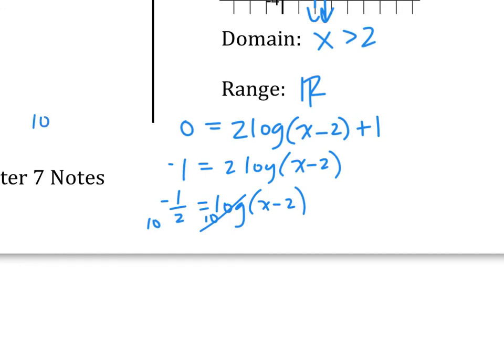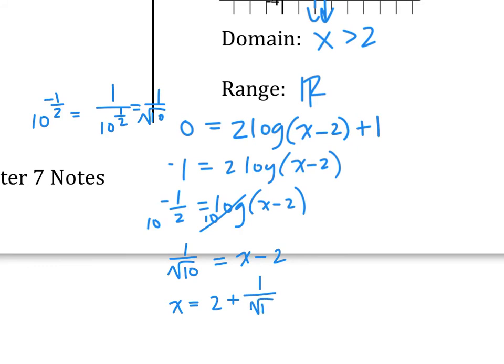So let's do this on the side. 10 to the negative 1/2. Negative means put it in the denominator, or it's in the wrong place. And then 1/2 as an exponent means square root. So it's 1 over square root 10. Okay, 1 over square root 10 is equal to x minus 2. The last thing you want to do is just add 2. So x is 2 plus 1 over root 10, and then you would just use the calculator to figure out what that number is.